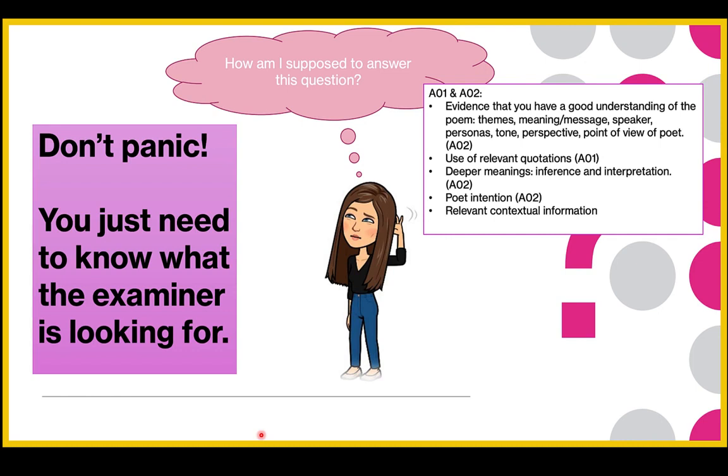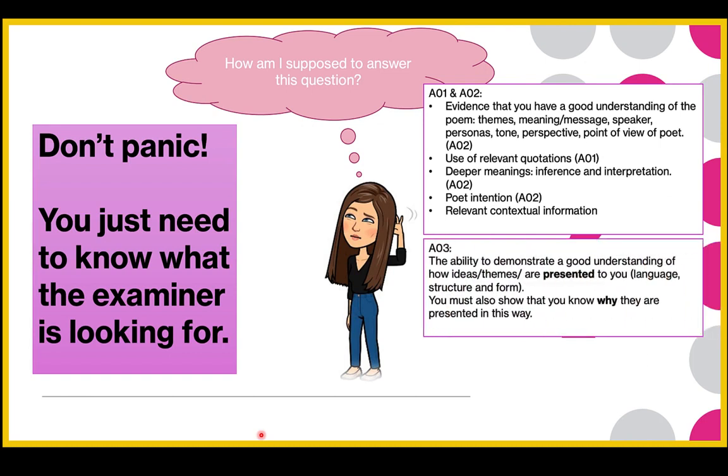Think about the poet's intention, why they've written this poem, what they want you to understand, how they want you to feel. And again, context only if it's relevant. Please don't bolt on a piece of contextual or historical information. Only use it if it aids and supports what you're already talking about.